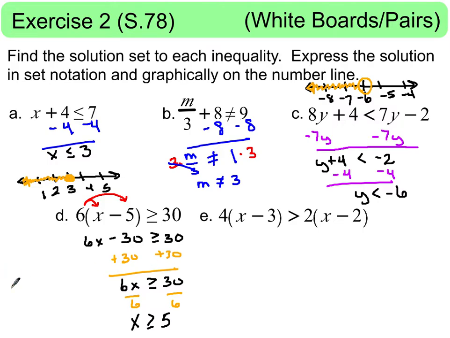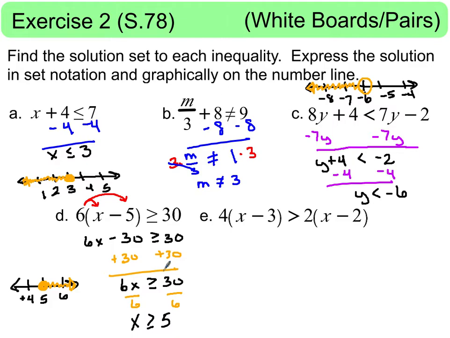Same thing with the number line. I would have my 5 in the middle, maybe a 6 and a 4, positive 4. And then when I draw the number line, since it's greater than or equal to, we'll have a closed circle and everything shaded to the right in that perspective.